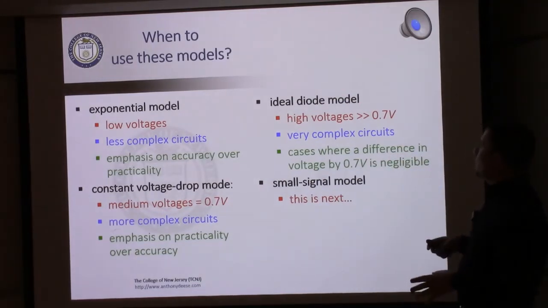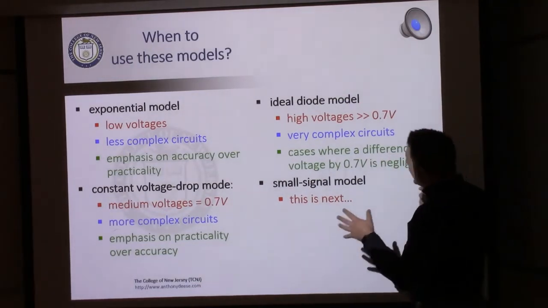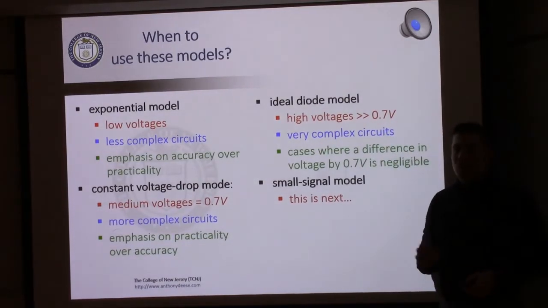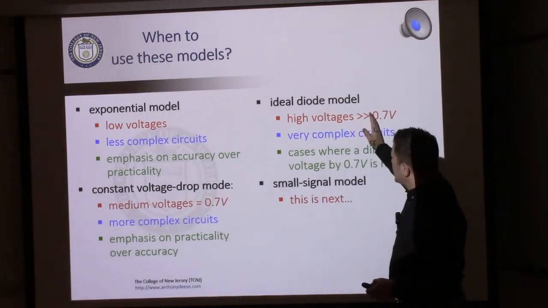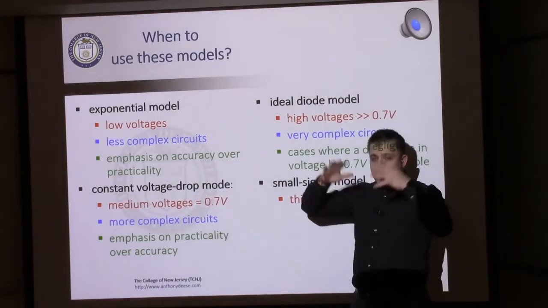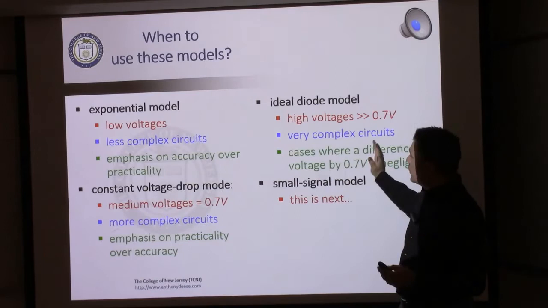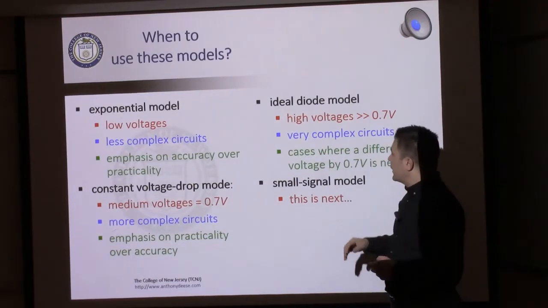Now let's go to the other end, the ideal diode model. The ideal diode model is going to be most advantageous to use when the voltages are much higher than 0.7. So that curvature in the exponential model, from this wide view, will look like the ideal diode model.